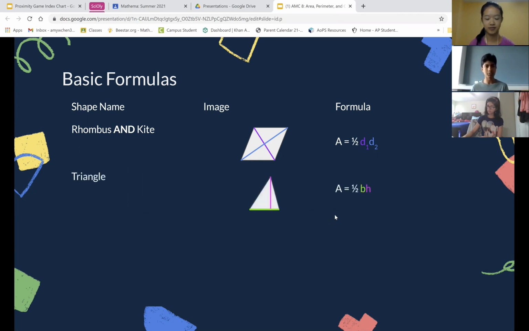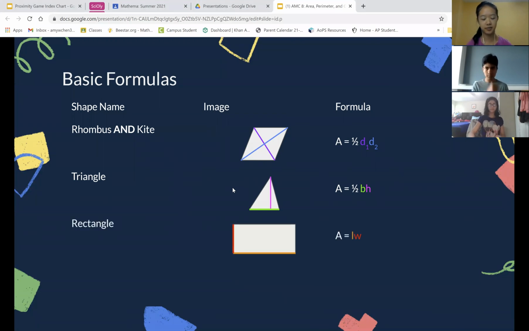Okay, so triangle. If you notice, the triangle is kind of like half a rectangle. So the area is 1/2 times the base times the height. Typically, you're not going to be using the more basic formula just because they're going to give you limited information. But yeah, 1/2 times the base times height.